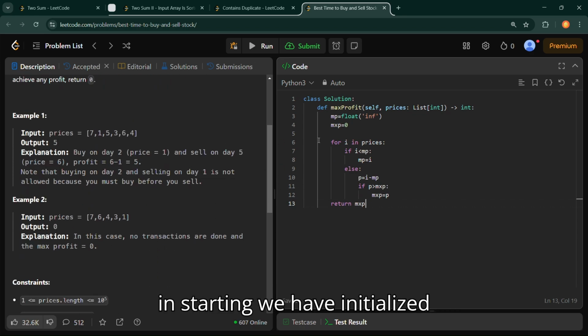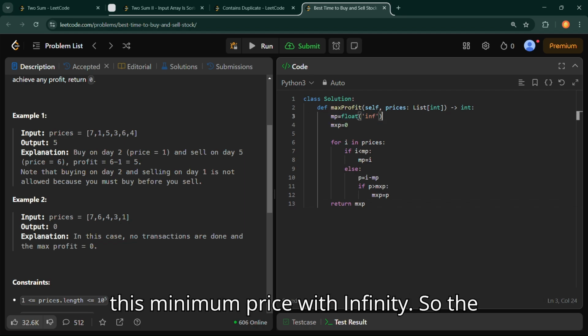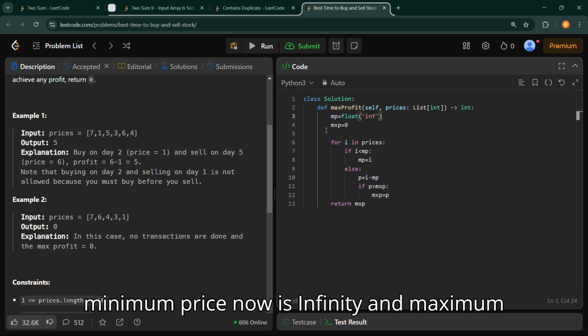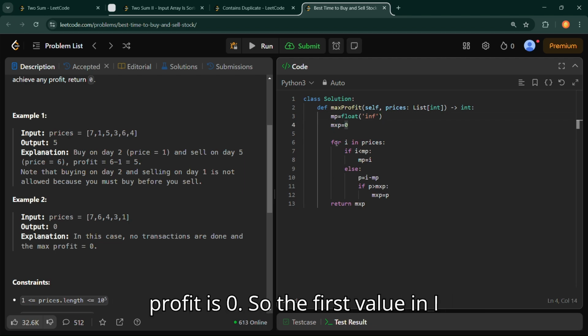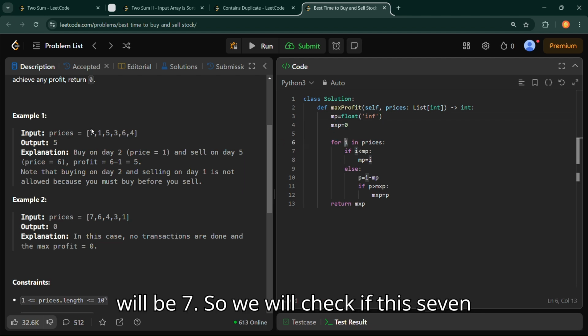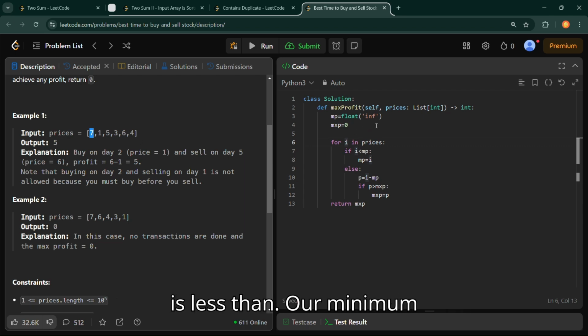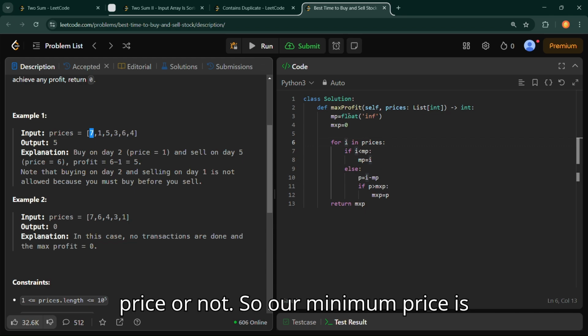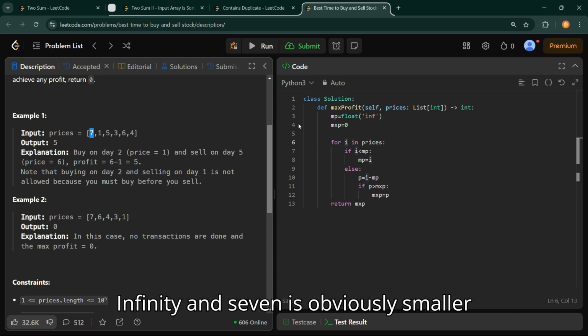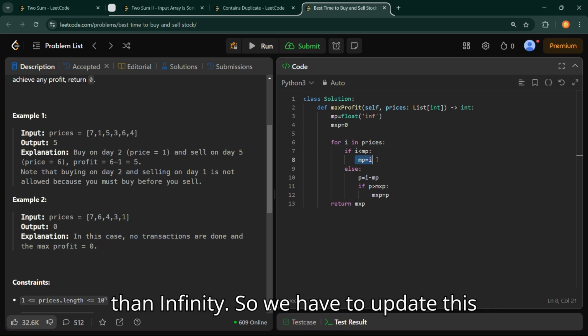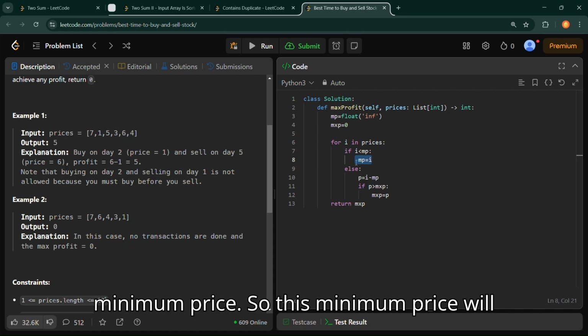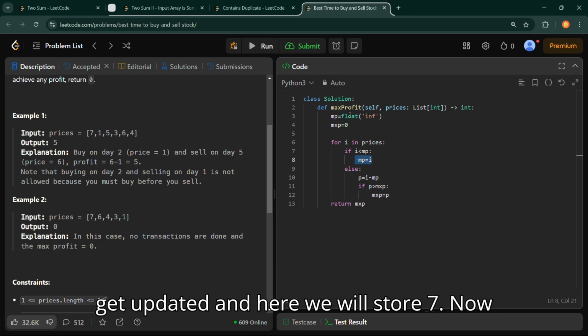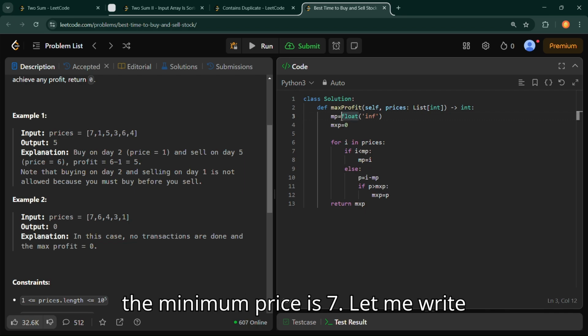So in starting, we have initialized this minimum price with infinity. So the minimum price now is infinity and maximum profit is 0. So the first value in I will be 7. So we will check if this 7 is less than our minimum price or not. So our minimum price is infinity and 7 is obviously smaller than infinity. So we have to update this minimum price, and here we will store 7. Now the minimum price is 7.